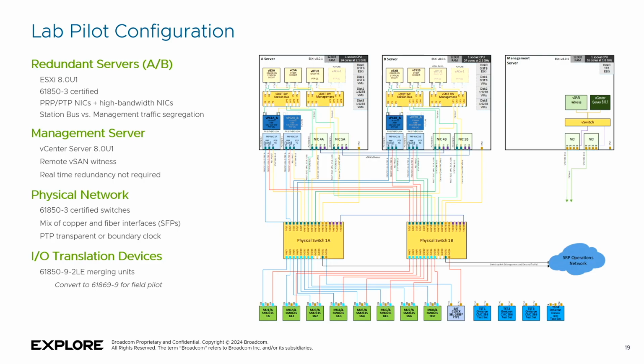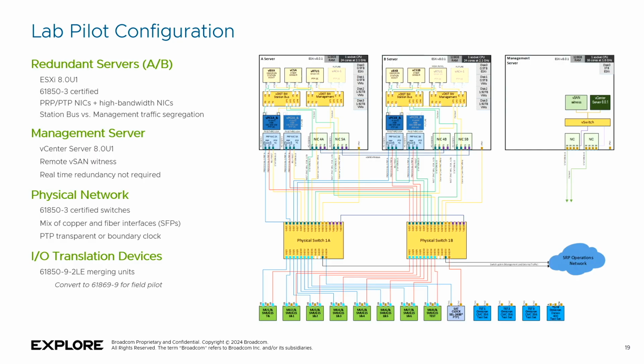We do have a management server on the right there, so we're using vCenter at the moment, although looking forward to using Veco in the future. We intend to use vSAN, but we have some limitations in the applications and their licensing, so we don't want to move things around at the moment. Still a lot of benefits to be had here. Of course, we don't need real-time in the management server, just in the redundant servers.